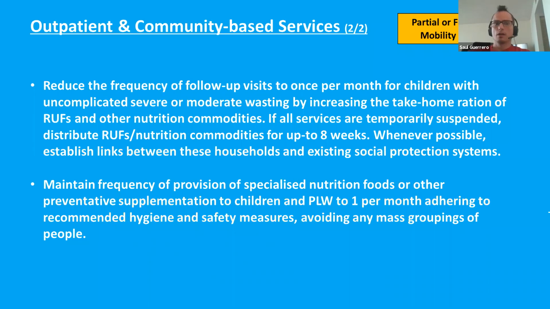And finally, we made 2 additional recommendations. One, to reduce the frequency of follow-ups, as we had recommended in the case of moderate acute malnutrition, to once per month for children with uncomplicated severe or moderate wasting, again, by increasing the take-home ration. Two, if all services are indeed ultimately suspended, to distribute rations for up to 8 weeks at a time.